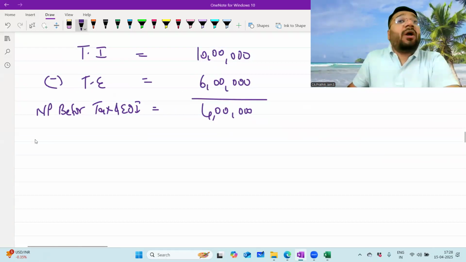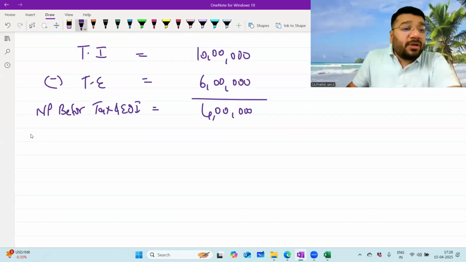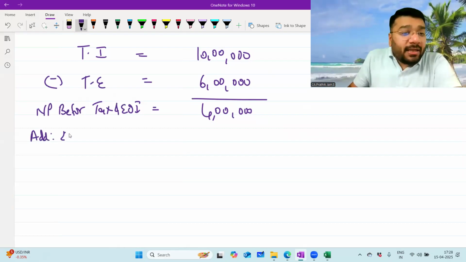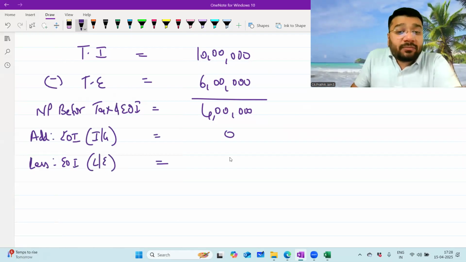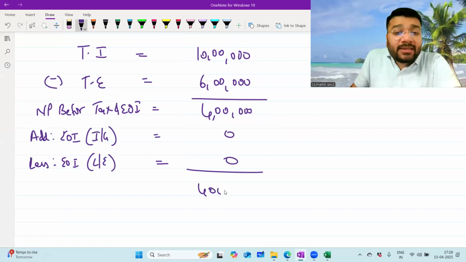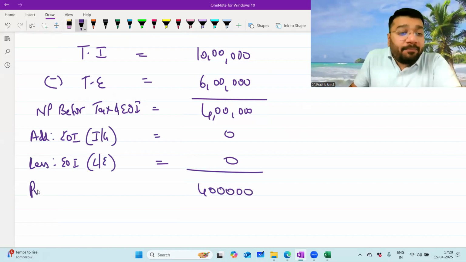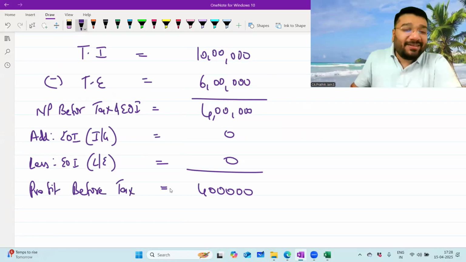Now, from this, what will we do? Sir, we will do adjustments for extraordinary and exceptional items. So add extraordinary item, which is of income or gain in nature, less extraordinary item, which is of loss and expenses in nature. So when I do that, this 4 lakh is called what? Profit before, who said after? Profit before tax. That's all.